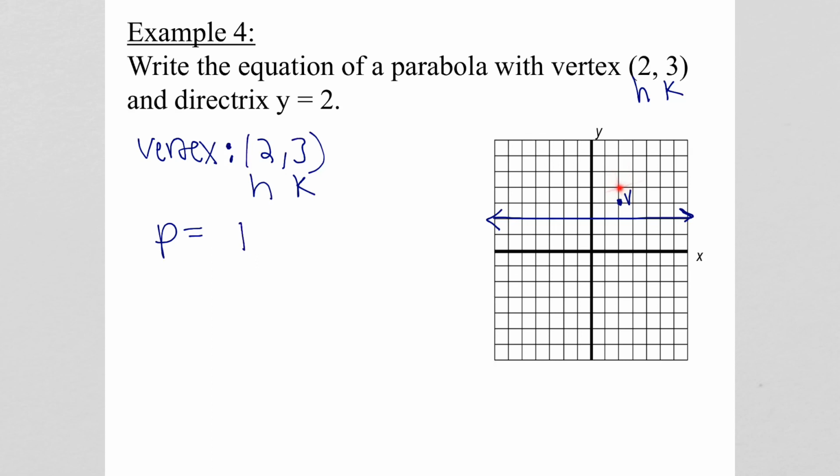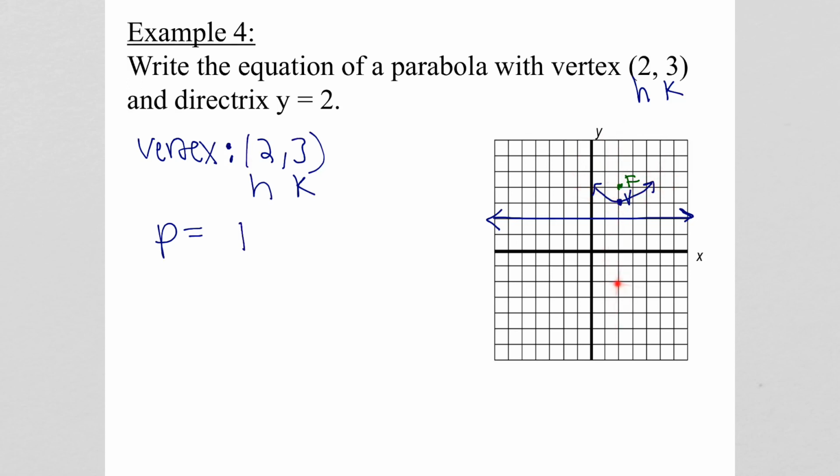And if the p-value is 1, that means if I want to plot it, I don't have to, but if I want to plot it, my focus would lie here. And as a visual, that means that our parabola would be opening up. Okay, it opens up. This parabola is not going to intersect the directrix at all, but it is going to include the focus point inside of that curve. And so if the parabola goes up, then our p-value is positive, and we want to keep that a positive 1.